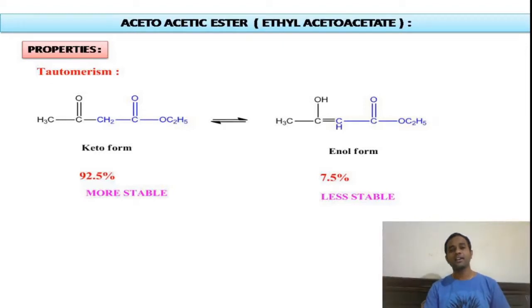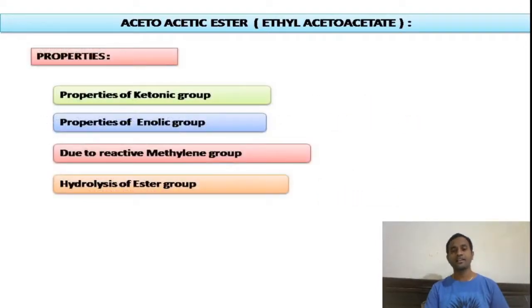And finally, hydrolysis. This ethyl acetoacetate will also undergo hydrolysis in various mediums to give various products. So in this way, we can say that the properties are classified into four categories: properties due to the ketonic group, properties due to the enolic group, properties due to the reactive methylene group, and hydrolysis of the ester group, right? We'll discuss each of these reactions one by one.